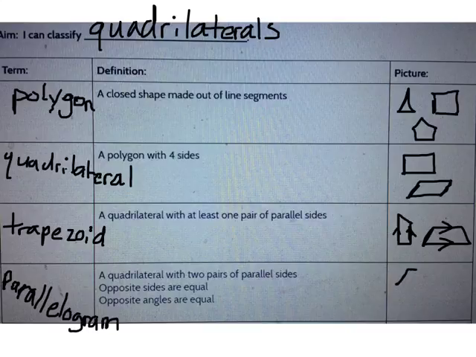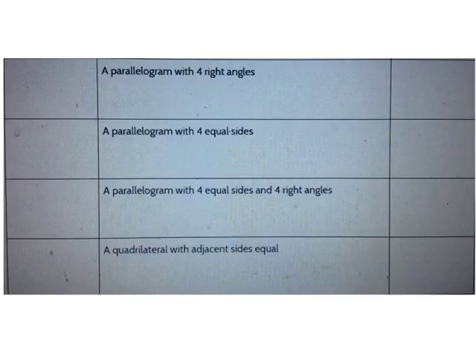In a parallelogram, both sets of opposite sides are parallel. In a parallelogram, opposite sides are equal to each other, and opposite angles are equal to each other. There are some special kinds of parallelograms.